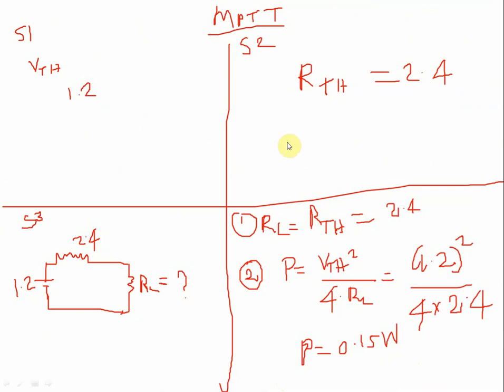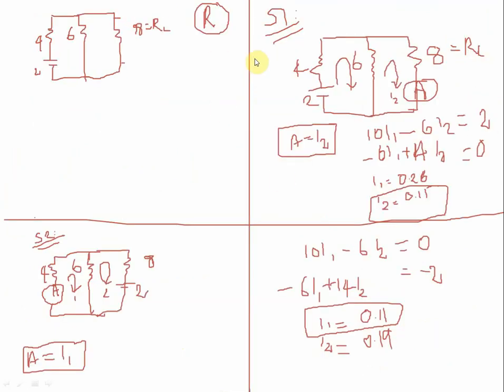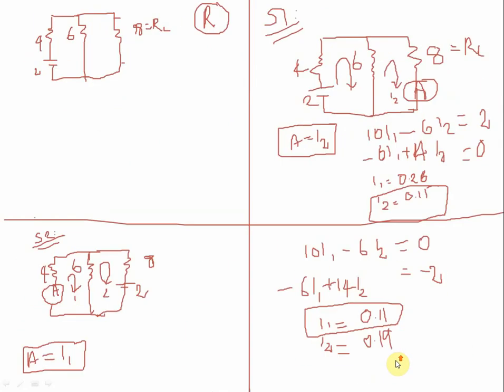Okay, the maximum power transfer theorem is also matched. Then the Millman theorem, but it is not matched. Does our steps are correct or not? Our steps are the correct ones, but the Millman theorem is not matched with that one. Then the reciprocity theorem, the answer is 0.11, so that is matched. Then the superposition theorem is matched. So all theorems match except the Millman.